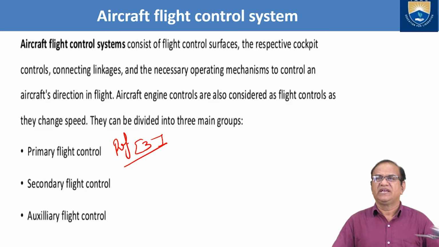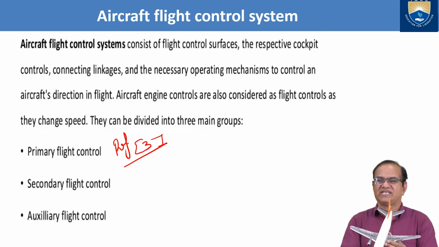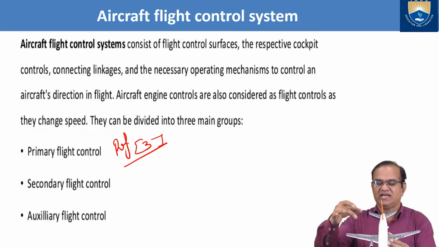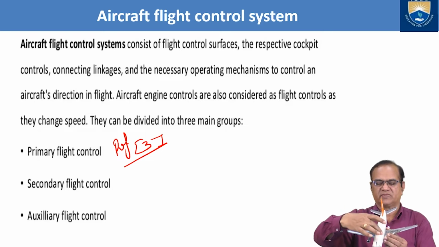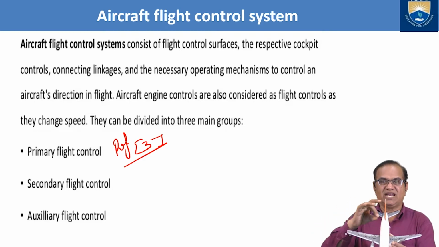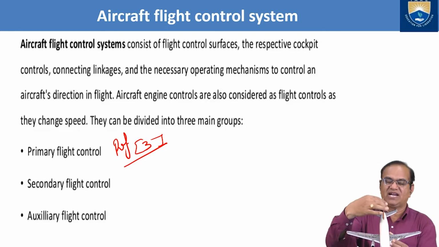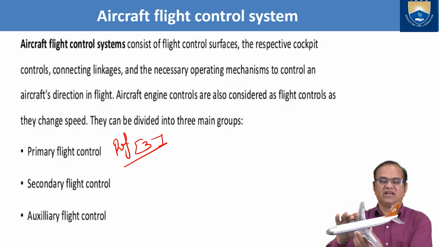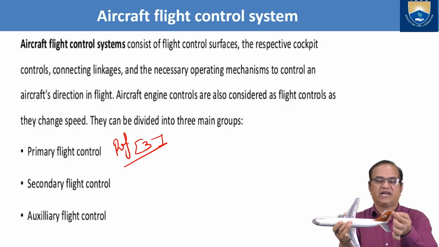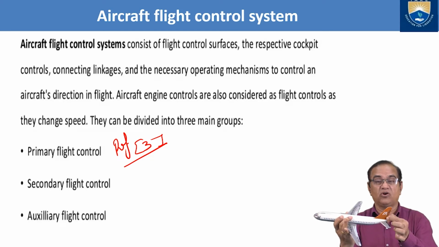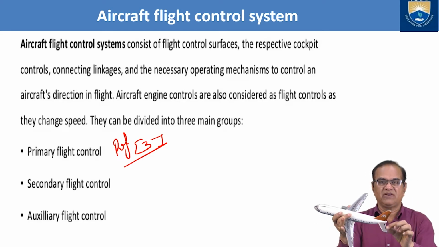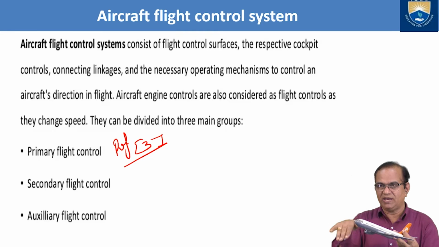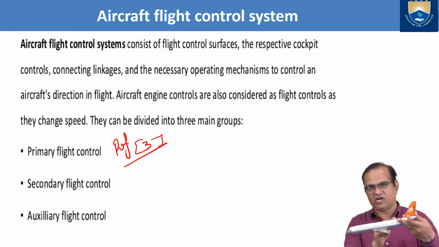It consists of flight control surfaces. If you see here, I will talk about the primary flight control. Here we can see the wing, the fuselage, the horizontal tail or horizontal stabilizer, and the vertical tail or fin or vertical stabilizer. We have the rudder here. The rudder is the primary control for the yawing motion. Then we have the elevator, the black one, which is used to give the pitching motion, nose up and nose down.